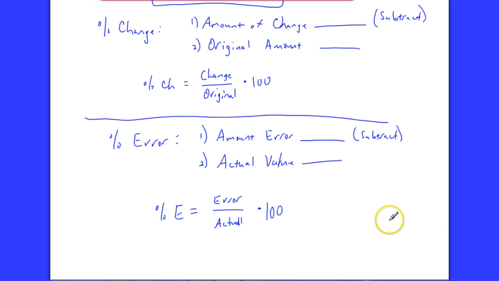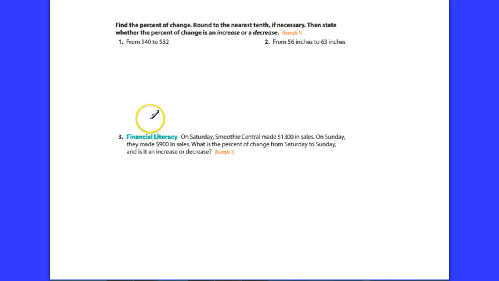Okay, so let's look at the backside and work through and just see how easy these really are. If you'll just find those two pieces of information, it's really pretty simple. So here we go. We're going to round these to the nearest tenth, and they're asking us to find in number one the percent of change. They also want you to say, was that an increase or a decrease? We'll talk about that when it gets to it here.